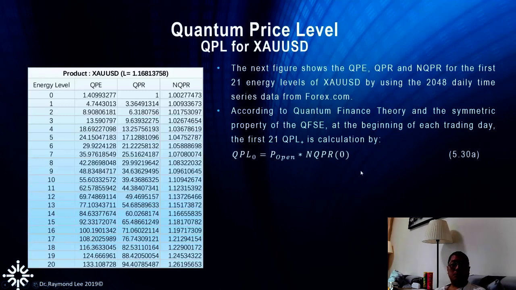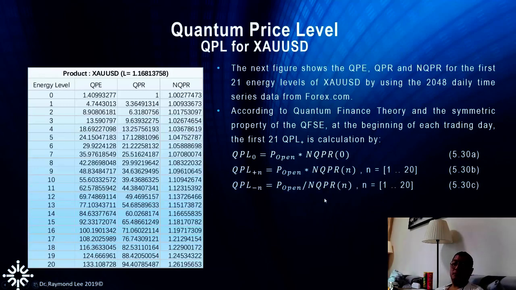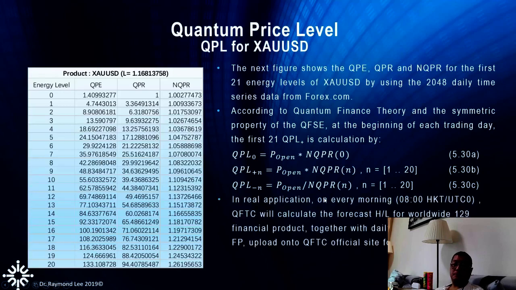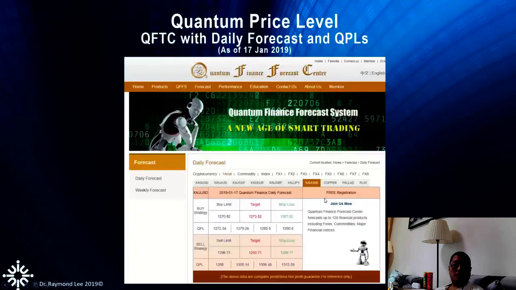Remember, because in our theory the two parts are symmetric, for the positive part you are using this one, and for the negative part we can use this one. One is the same, one is the opposite. So you can have two parts. Once you have this, we can calculate every day the quantum price level, one by one, like this.